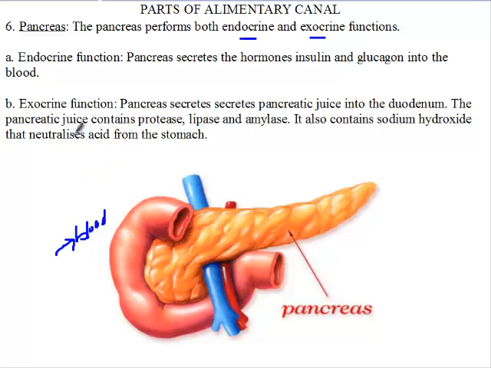Now, the pancreatic juice contains enzymes like protease, lipase, and amylase. These are enzymes. It also contains sodium hydroxide. The sodium hydroxide is not an enzyme. It is going to neutralize the acid that was released in the stomach so that the protease, the lipase, and the amylase can work.